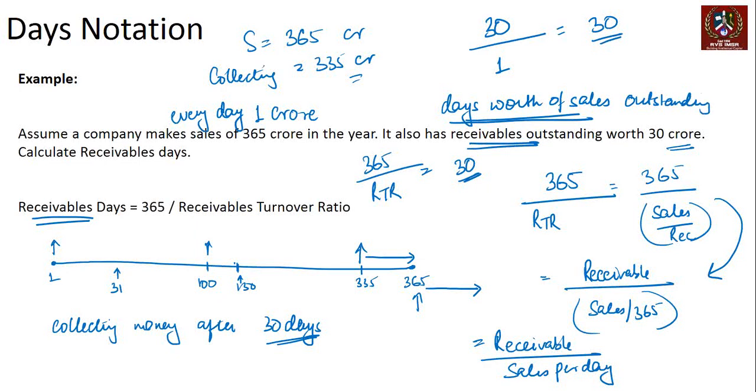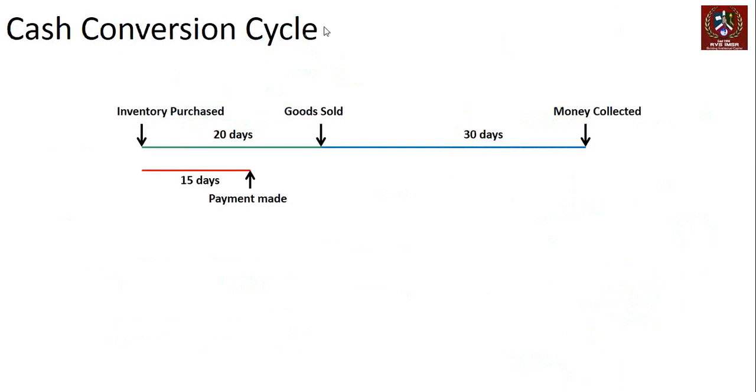If we do the same with inventory, we will get how many days worth of sales is outstanding as inventory. In other words, it is saying how many days will it take to recover the money that is stuck as receivables, right? Now let's introduce the concept of cash conversion cycle. Let's look at this scenario. Let's assume that the company purchases inventory on day 0, right? So this is day 0, inventory is purchased.